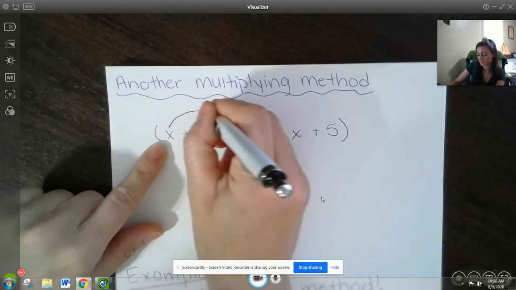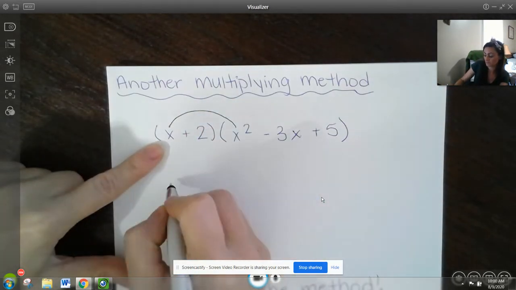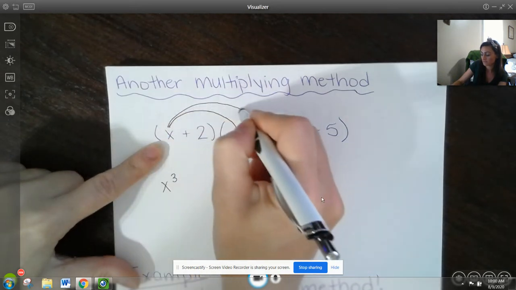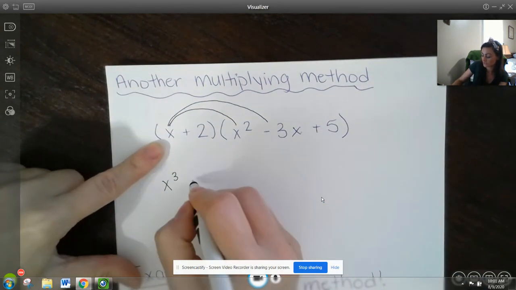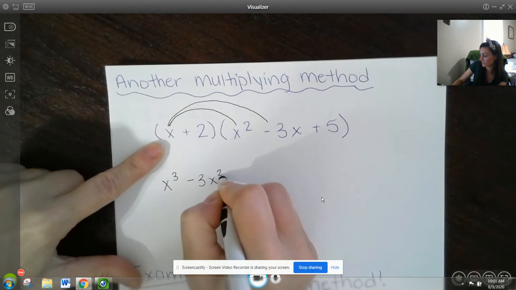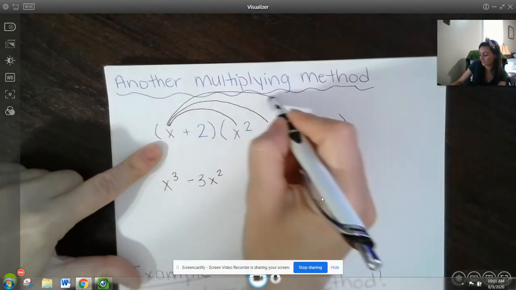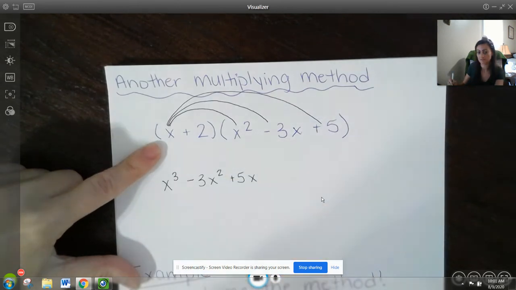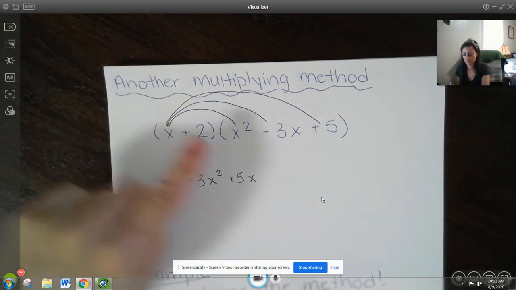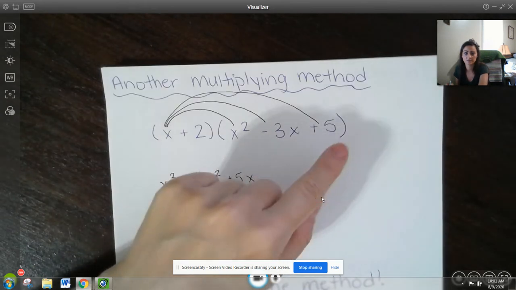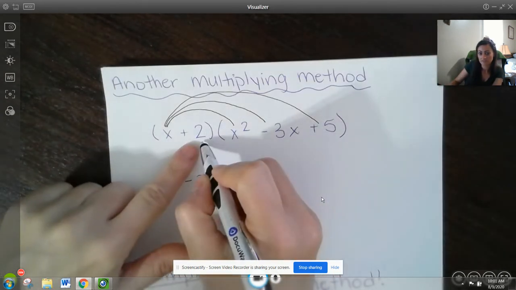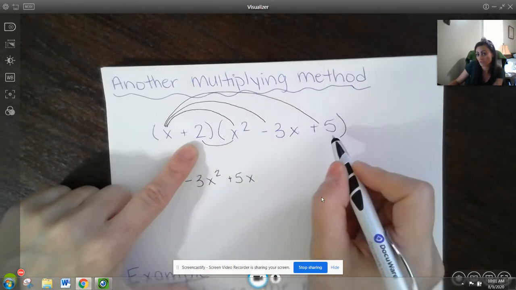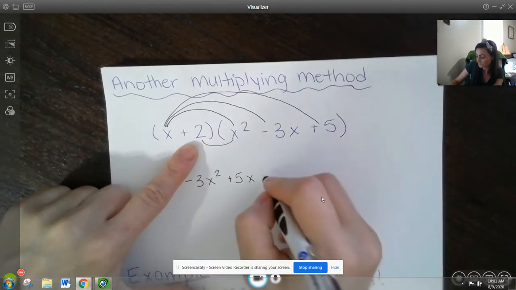So I'm doing x times x squared, which gives me x cubed. And then I'm doing x times negative 3x, which gives me negative 3x squared. Then I have to do x times 5, which gives me 5x. Now I have multiplied x by all 3 terms in the second set of parentheses. Going to do the same thing with 2. It needs to go to every single term and get multiplied with those 3 terms.